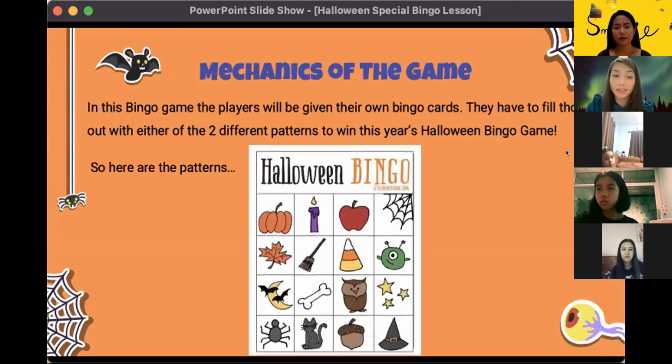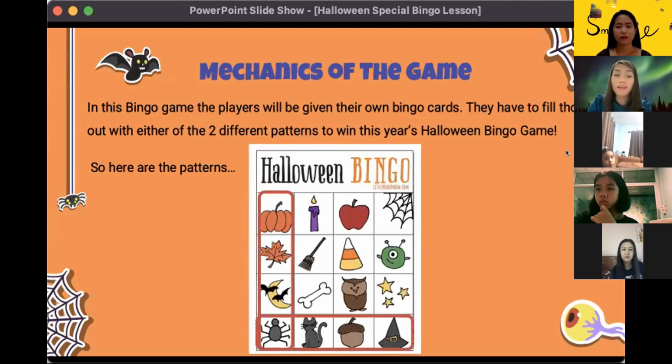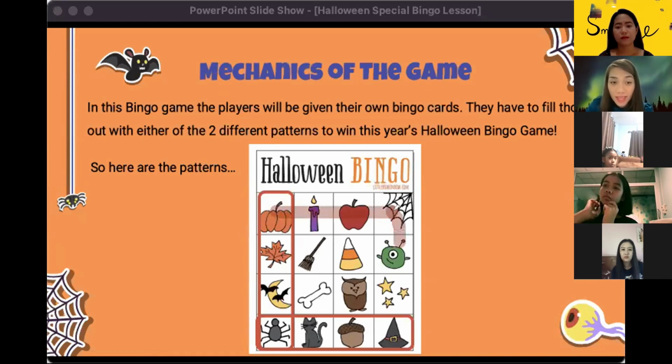Now, here are the patterns. This is the first pattern. So we have the L-type pattern. If you are able to fill out all the vocabularies from here, going here, you will say bingo. Next pattern. Since this is L, you can also do from here to here. I will draw a highlighter for you. So not only this and this, since this is L, you can do this and this as well. And you can also do this and this.